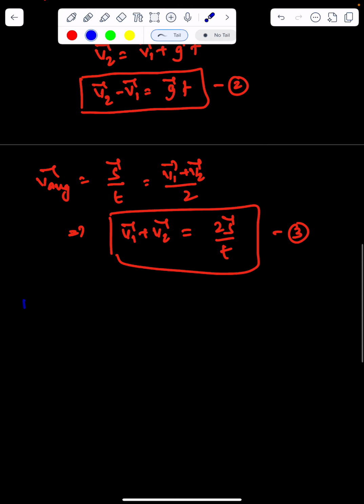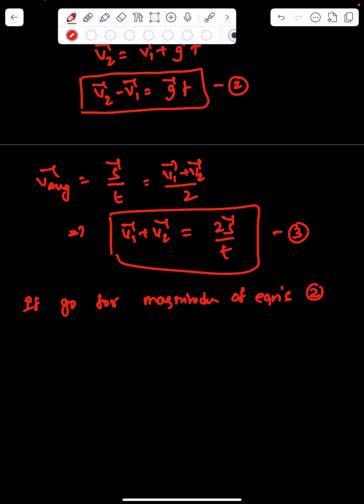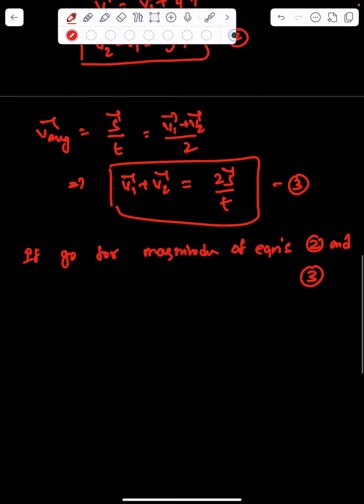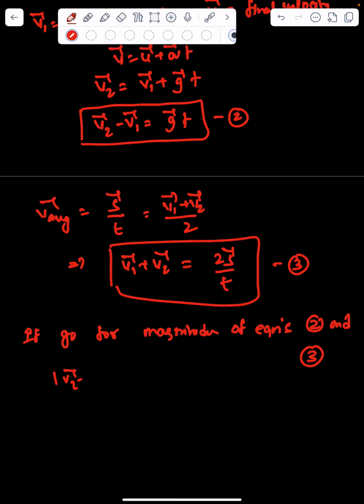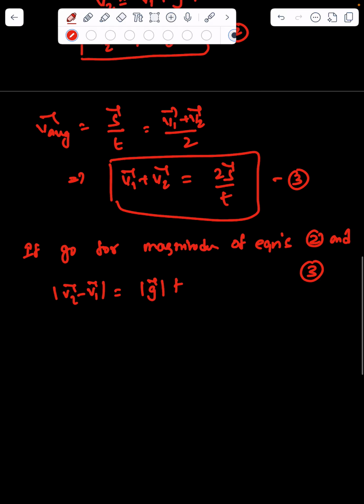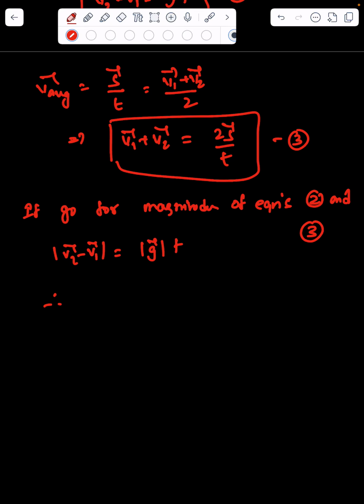If we go for the magnitudes of equations 2 and 3, the magnitude of v2 bar minus v1 bar is equal to the magnitude of g bar into t. We have already assumed that v1 bar and v2 bar are perpendicular to each other, and we got that information from the problem itself. Therefore, equation 2 magnitude-wise becomes root over v1 square plus v2 square is equal to the magnitude of g bar, which is 10, so 10t. This is the fourth equation.